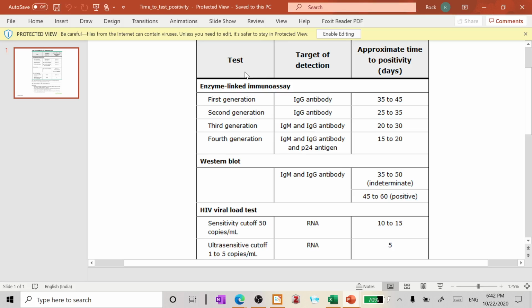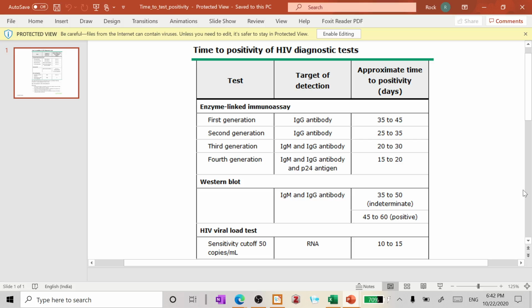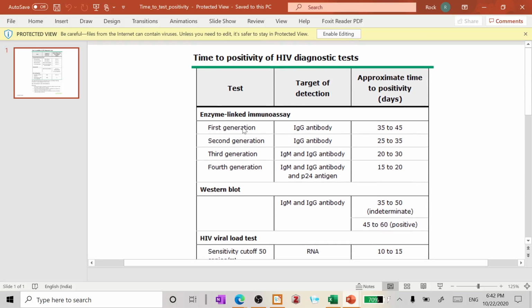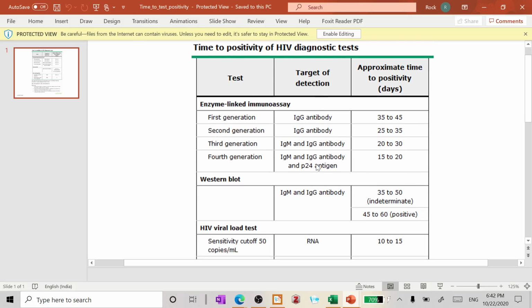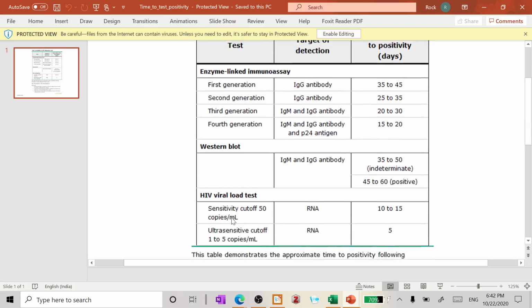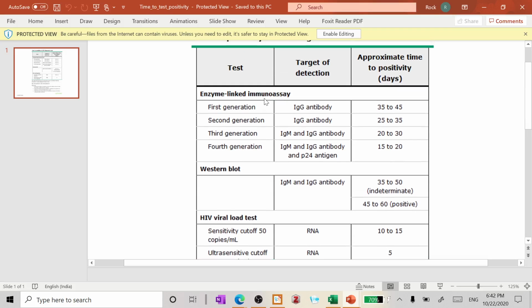If you see here, this is also from UpToDate, you can find it there. This is the test column, this is the target of detection, and this is the approximate time to positivity in days. The tests are ELISA, Western blot, and HIV viral load test. These are the three most commonly used tests. In ELISA, there are first, second, third, and fourth generations based on development and further research.